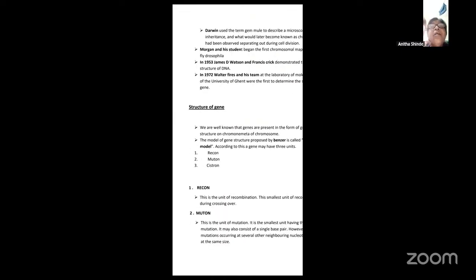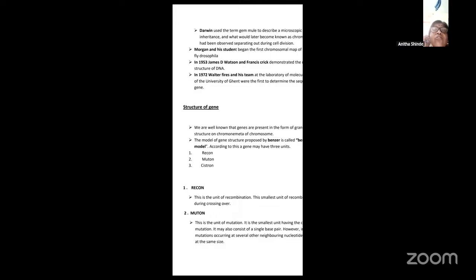Now coming to the next, that is Darwin. He used the term gemmule to describe a microscopic inheritance. Morgan actually gave the first chromosomal map using the fruit fly, that is Drosophila. James Watson and Francis Crick, you all know, actually gave us the molecular structure of the gene, and Walter and his team were the first to determine the gene sequence.